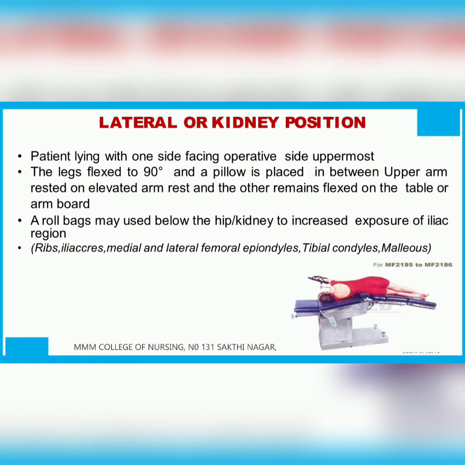Lateral or kidney position. The patient lies with one side facing down and the operative side uppermost, the legs flexed to 90 degrees and a pillow placed in between. The upper arm is rested on an elevated armrest and the other remains flexed on the table or armboard. Rollbacks may be used below the hip and kidneys to increase exposure of the iliac region.